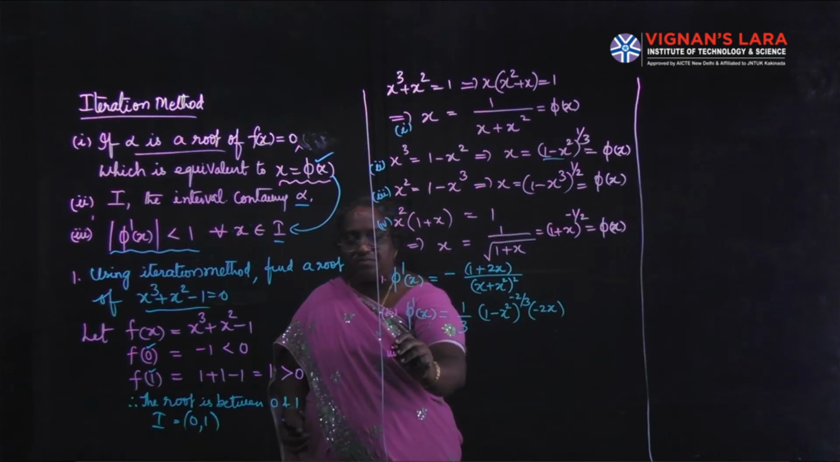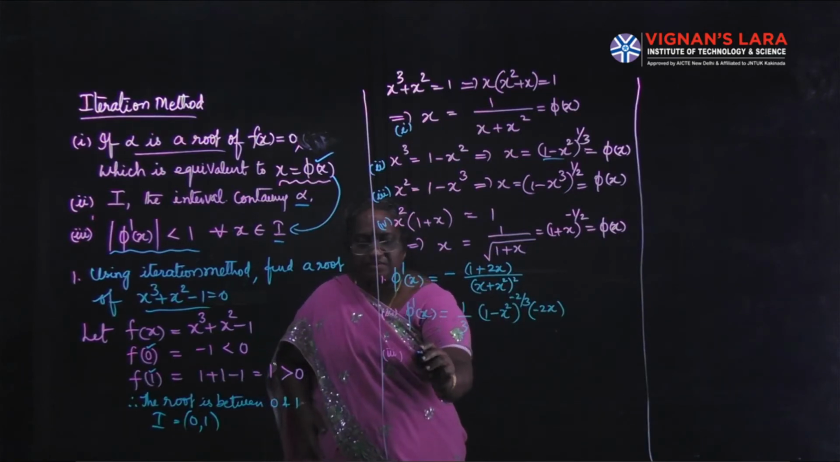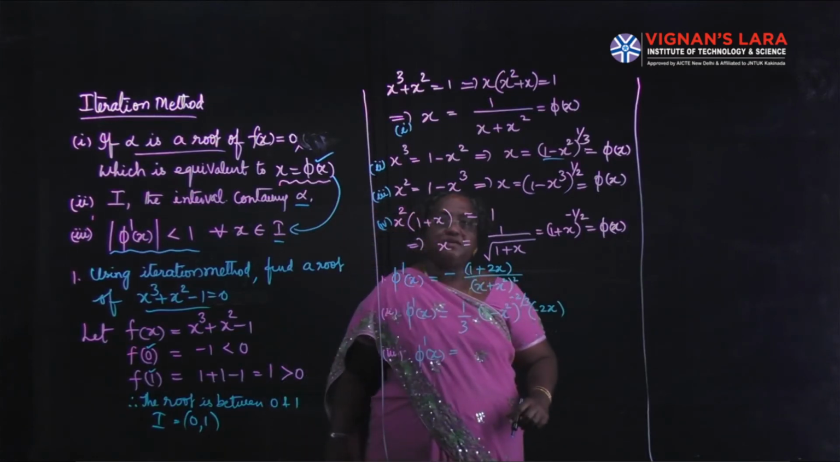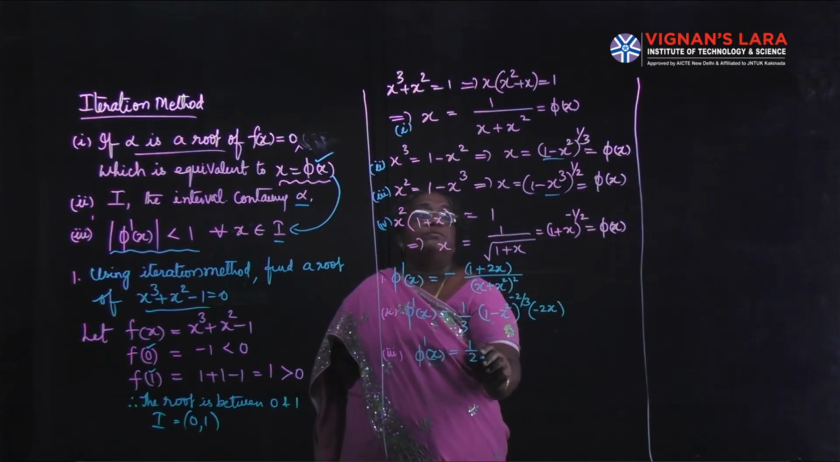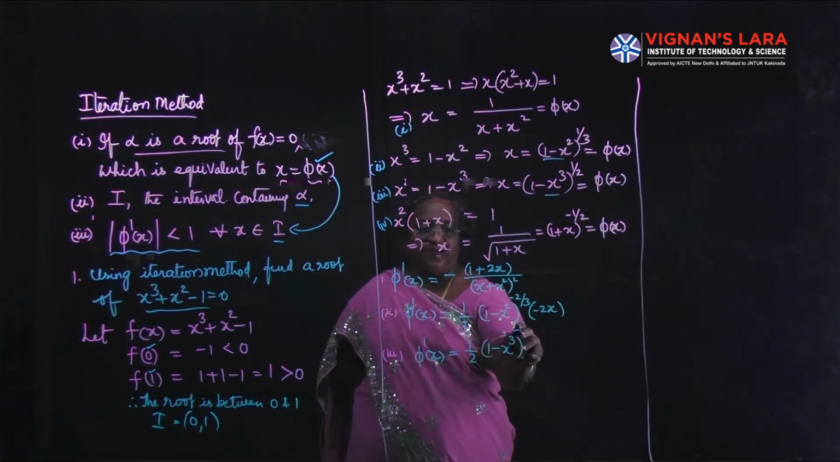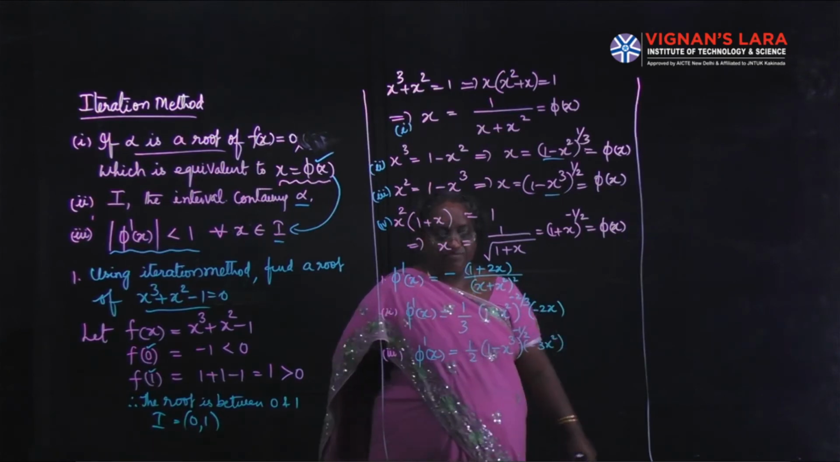For the third possibility, see what is phi dash x. Phi dash x is equal to 1 by 2 into (1 minus x cube) whole power, 1 by 2 minus 1 is minus half, into the derivative of minus x cube, which is minus 3x square. This is another phi dash x.